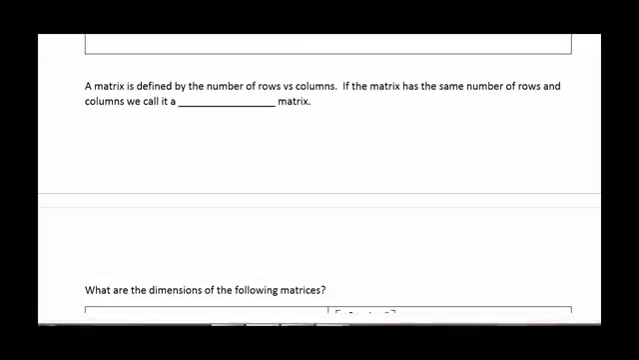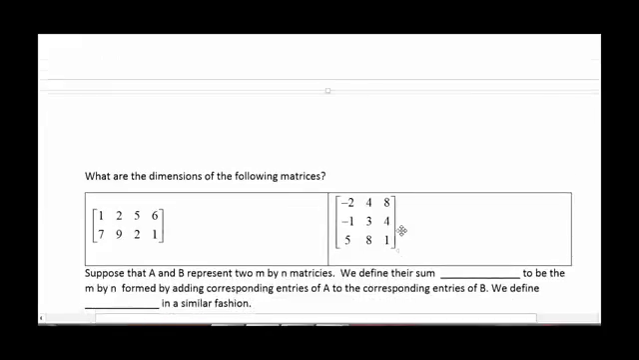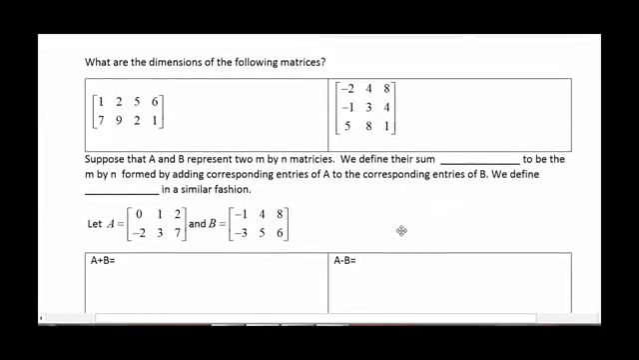A matrix is defined by the number of rows versus columns. If the matrix has the same number of rows and columns, we call it a square matrix. And so the idea behind defining matrices is we again count rows and columns, and that refers to the dimensions of a particular matrix. So here are two examples we'll briefly look at.